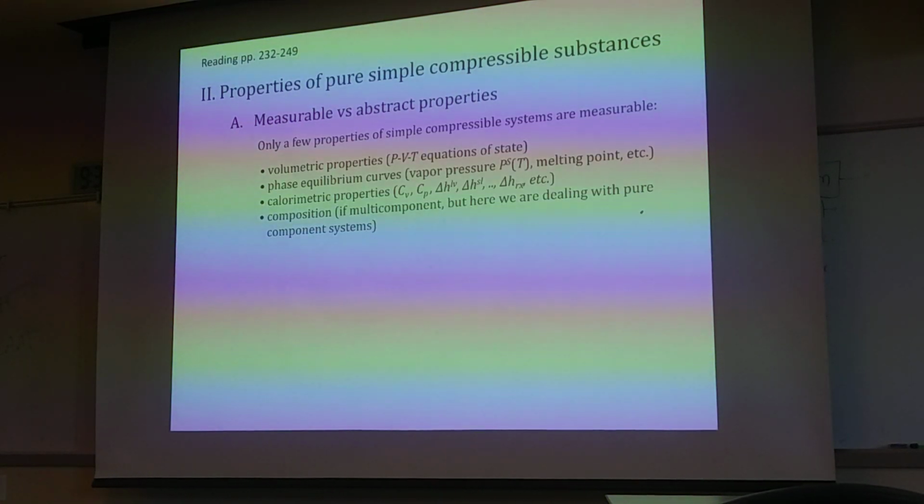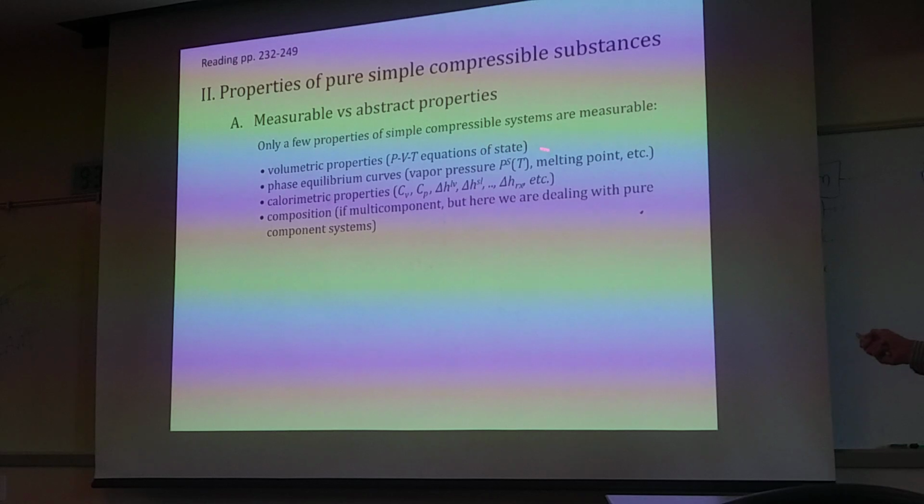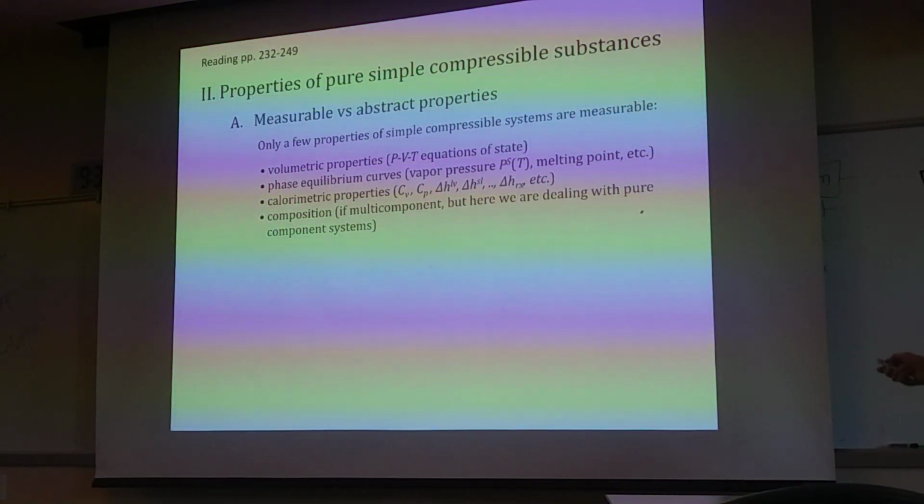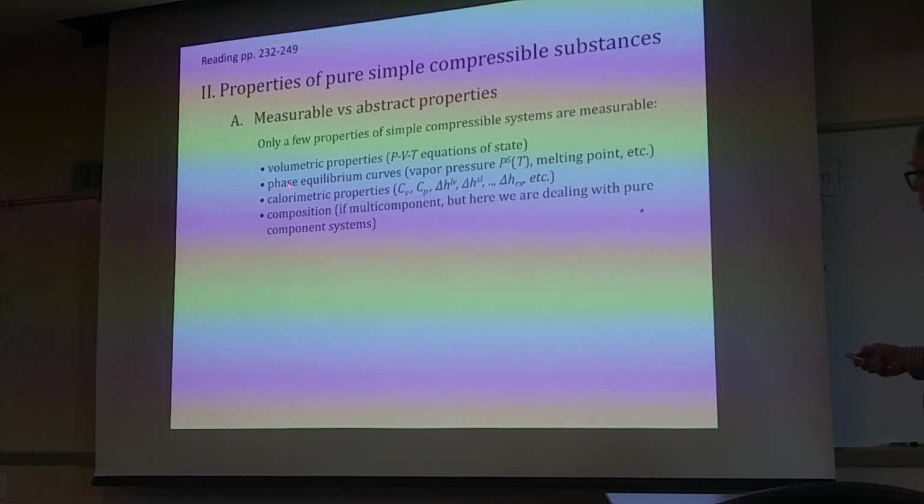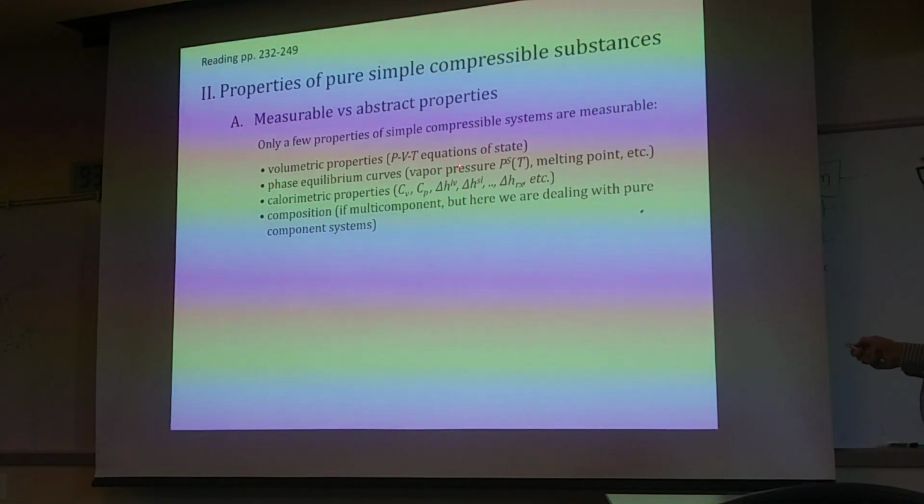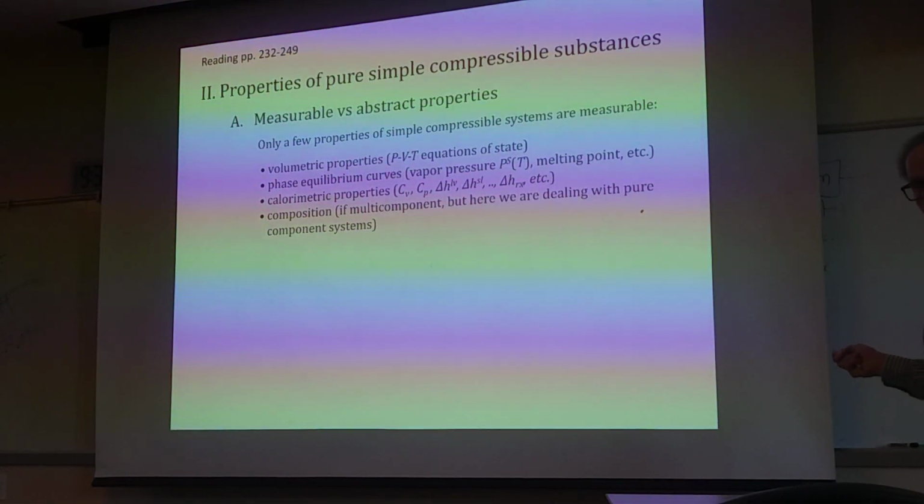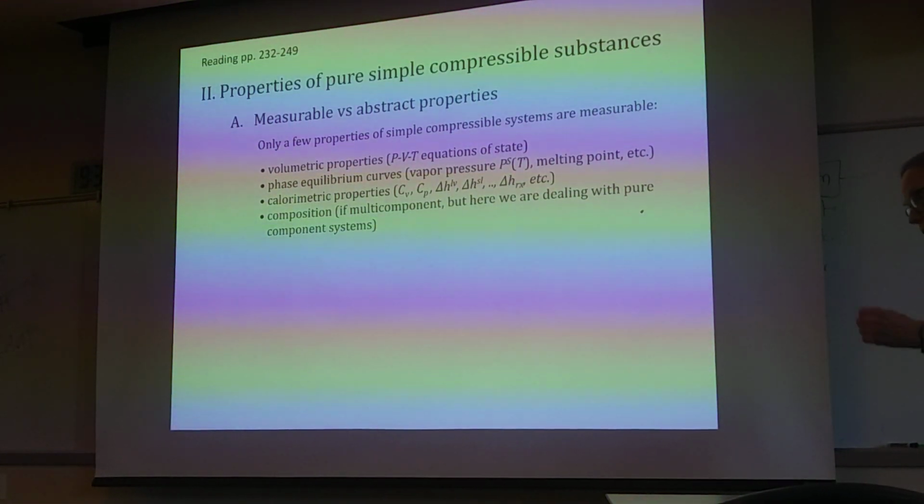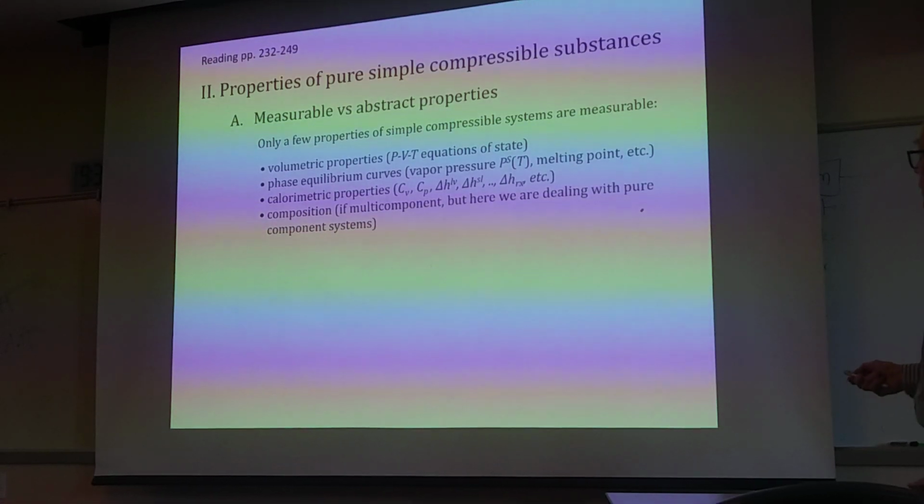So let's look at the properties that we can in fact measure. And as it says, it's a fairly short list. We can measure volumetric properties, and by that we mean the PVT equation of state for the substance. We can measure phase equilibrium curves, that is, we can measure vapor pressure curves, melting point curves, sublimation pressure curves, and the like. So those are fairly readily obtainable in the lab.